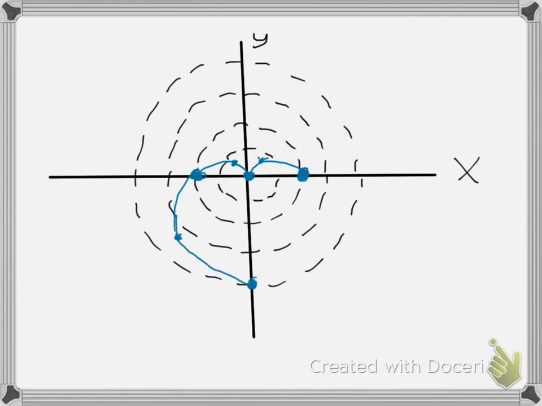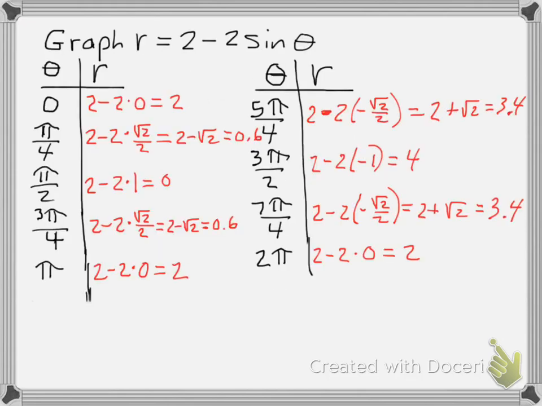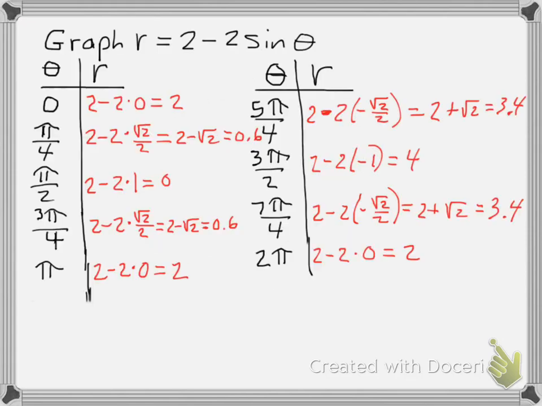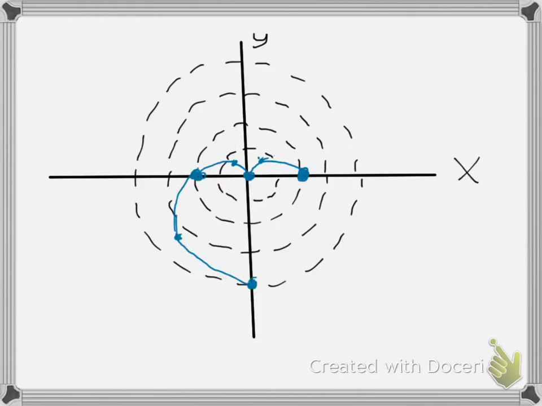And now I have 2 more points to look at. So go back to the table. I'm going to pick up 7 pi over 4 for theta. And we figured out that its radius, or r, or its distance from the origin, is 3.4. So that angle of 7 pi over 4 is like 315 degrees. I'll be in the fourth quadrant, and I'll be out to about 3.4, which puts me right about here. So let me connect that point.